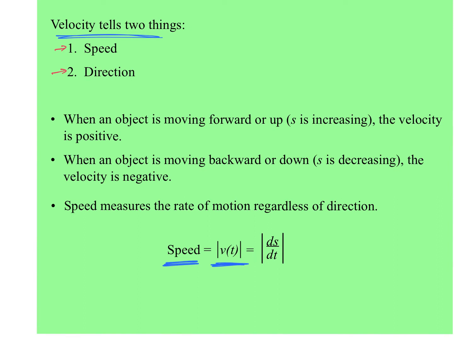All right. Good, good. So speed tells you what? Speed is your absolute value velocity. I'm sorry. Velocity tells you what? Speed and direction. All right, we good?